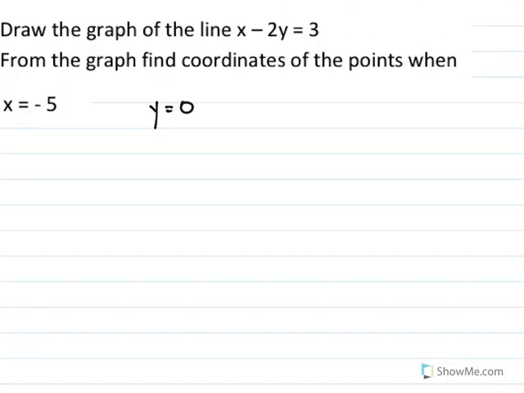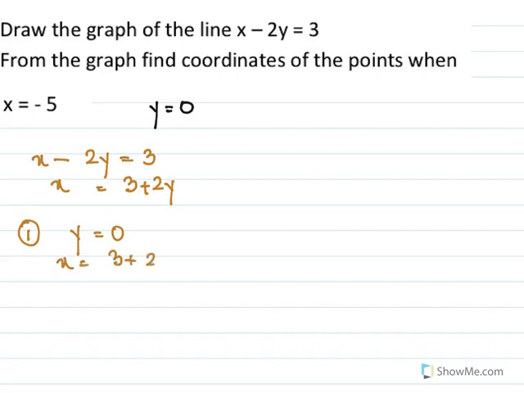Draw the graph of the line x minus 2y equal to 3, and from the graph find the coordinates of the points. So we start first, x minus 2y equal to 3. So x equal to 3 plus 2y. First we'll take, say, y equal to 0, so x equal to 3 plus 2 into 0, so x equal to 3. So first point 3 comma 0.